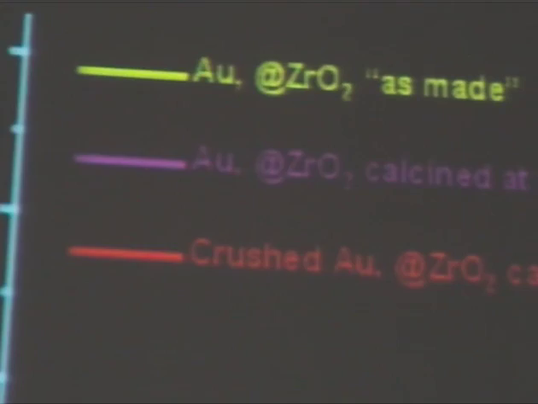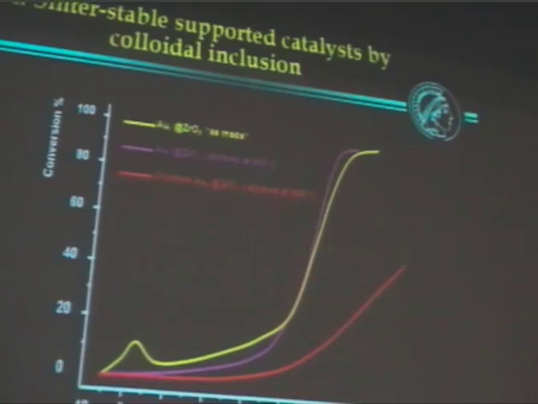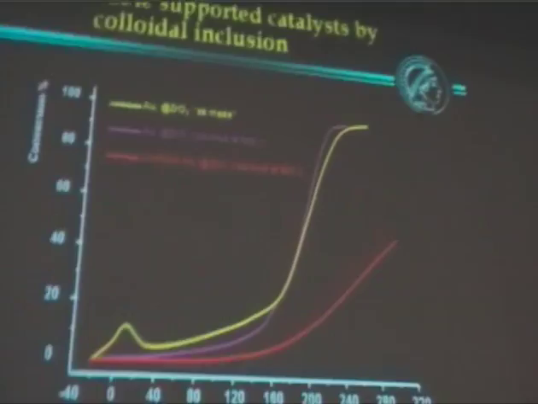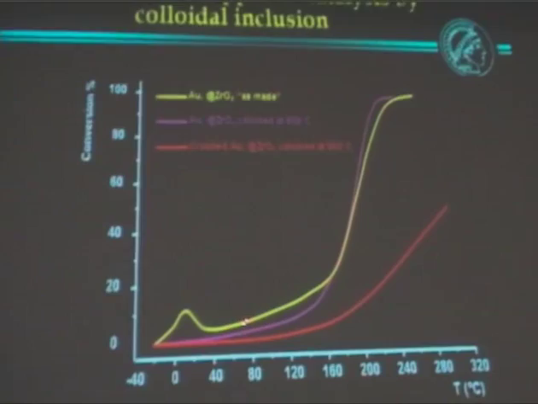The yellow curve is the first run. The purple curve is the run after these catalysts have been calcined at 800 centigrade. And all of you who have worked with gold catalysts before know that at 800 centigrade, the gold sinters tremendously. If you run this catalyst a second time, it has essentially the same conversion curve. And if you do a benchmark, you destroy the zirconia spheres of this very same catalyst and run it, you see that the activity is appreciably lower because the gold starts to sinter.